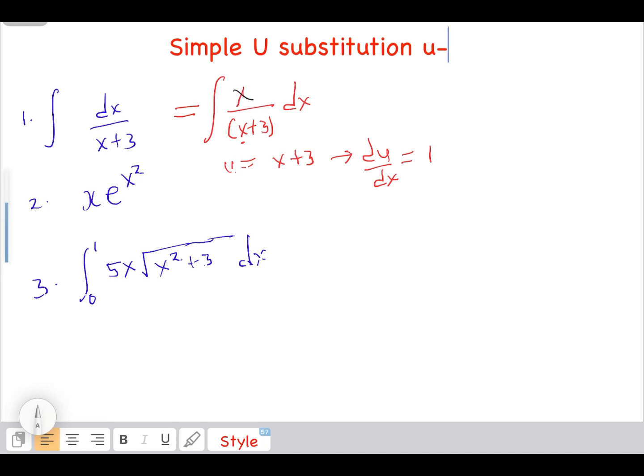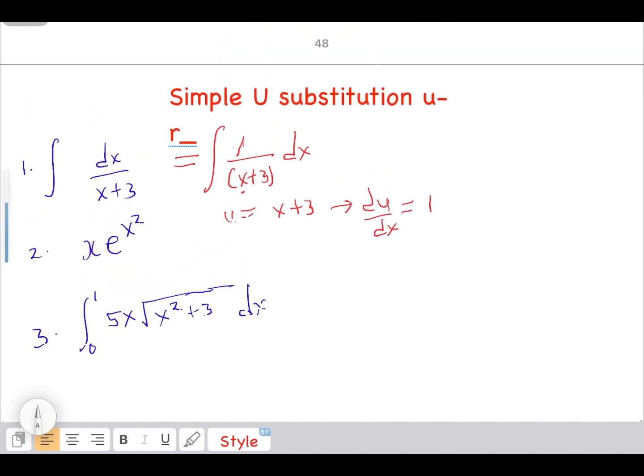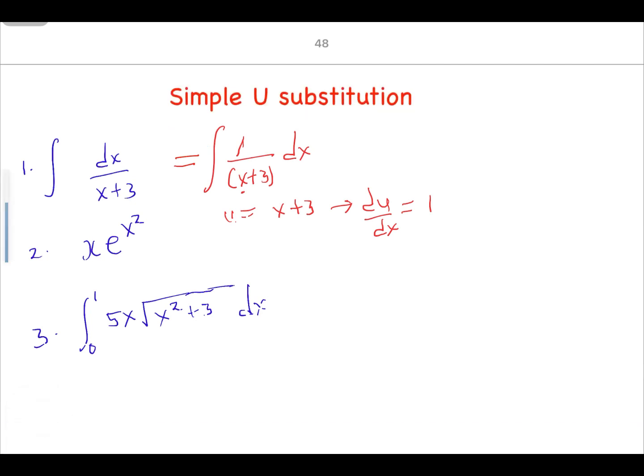Assuming that this top here is x, this one is not the derivative of x here. Since it's not the derivative of x, when you use substitution, you will not be able to eliminate this x value here, and therefore the use of substitution will not be necessary.